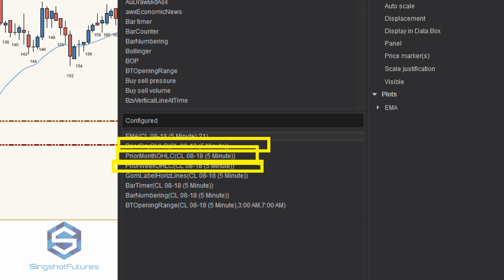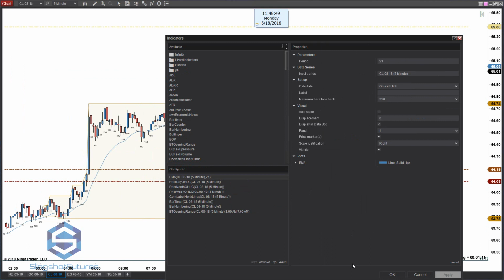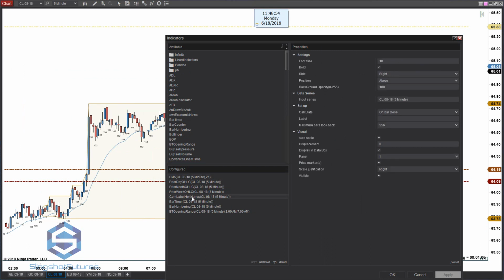Some of the other ones that I will utilize are what I like to call quality of life indicators, if you will. The GOM label horizontal lines. Now, one thing that you will find from me, I don't utilize any proprietary indicators. I hate proprietary indicators because that closes the door on traders. I want everybody to be able to trade the way that we're trading, and I don't want them to have to deal with, oh, well, you've got to buy XYZ indicator to make it work. No. What you are going to find, though, is a lot of quality of life indicators.